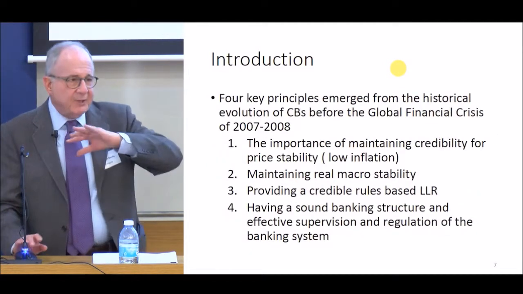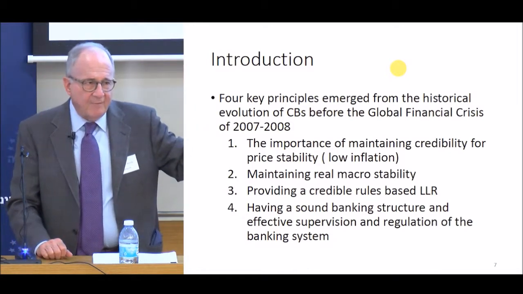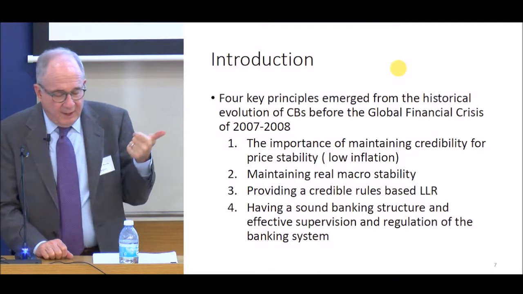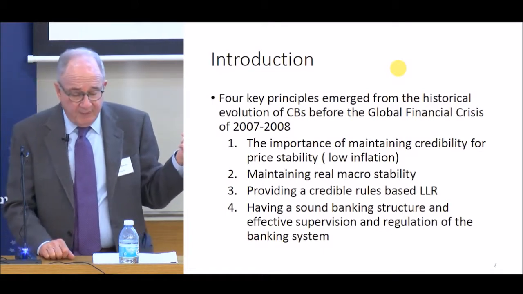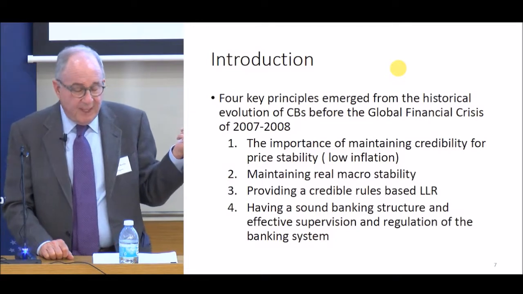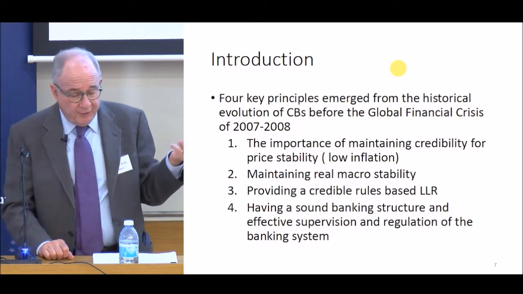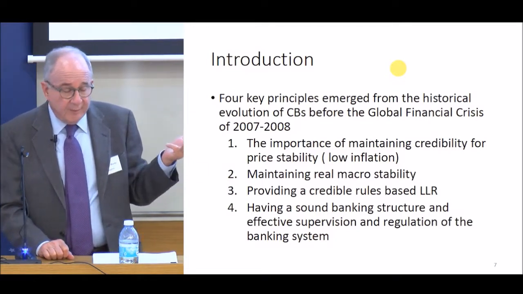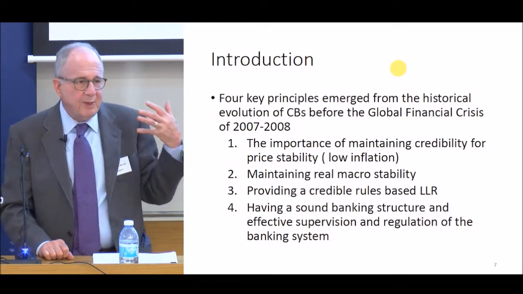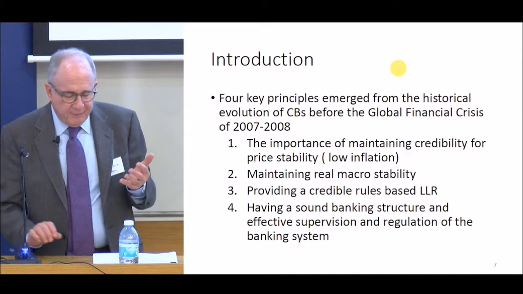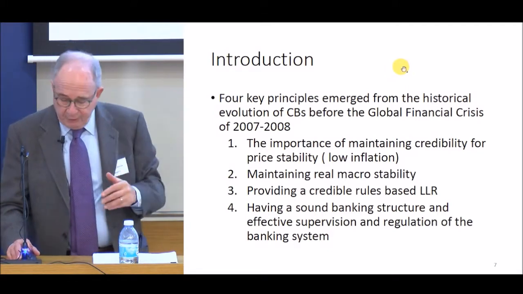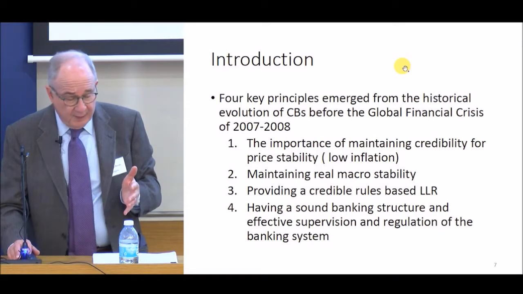And what comes out of this history are four key principles: the importance of maintaining credibility for price stability or low inflation; secondly, maintaining real macro stability; third, providing a credible rules-based lender of last resort; and finally, having a sound banking structure and effective supervision and regulation. So these four principles come out of this evolution story, which I'm going to tell you.